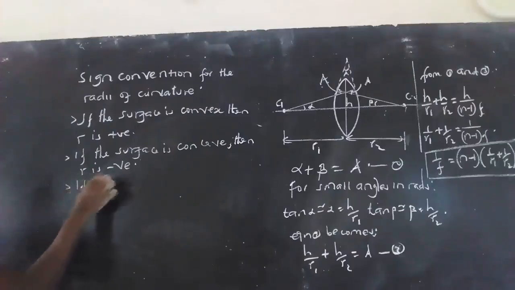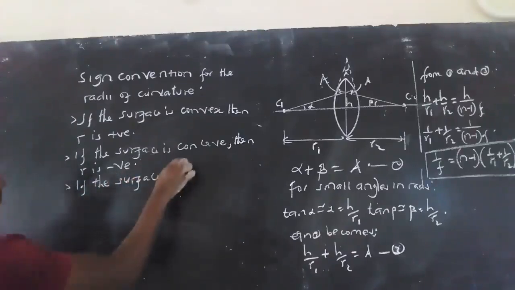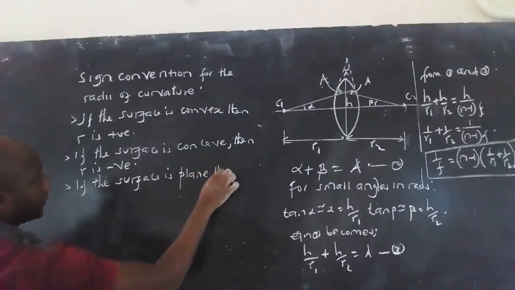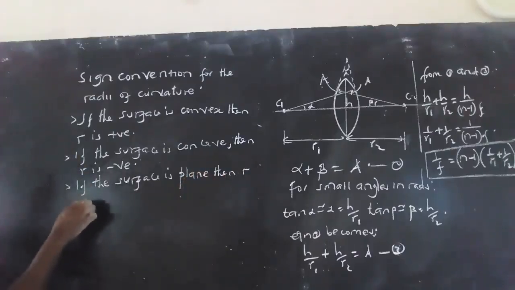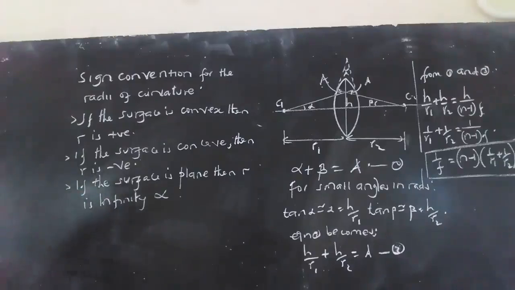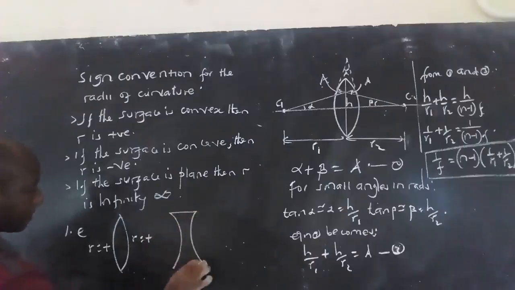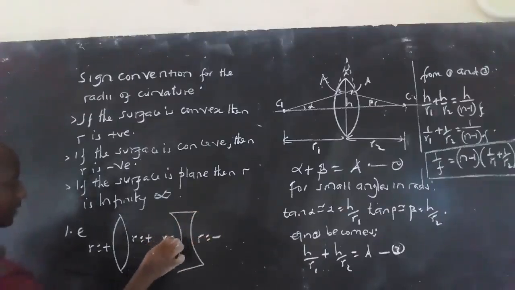If the surface is plane, then R is infinity. R is infinity like this. That's what for infinity we shall use. R is infinity. Okay? So we shall use this sign. So R is positive here. Okay? Then R is negative.